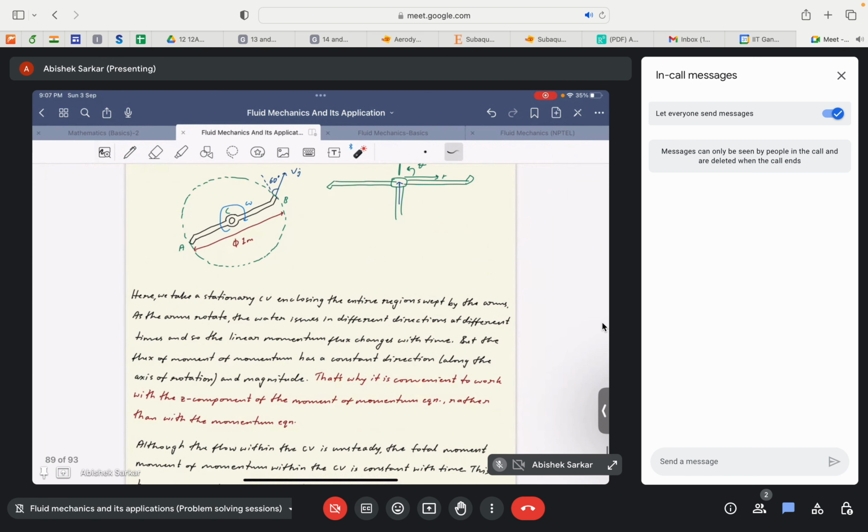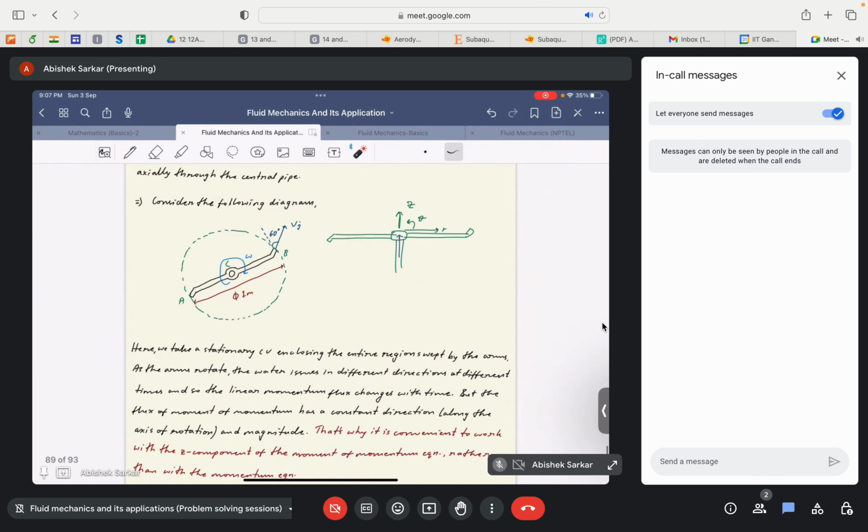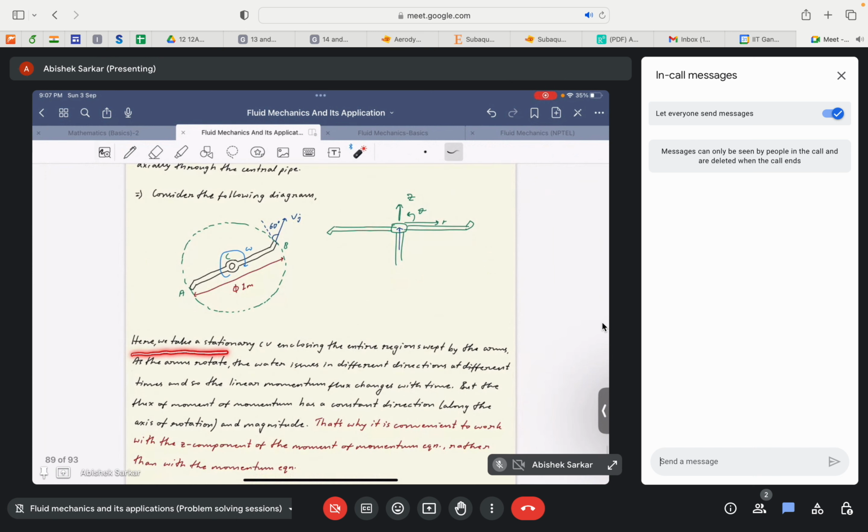Here we take a stationary control volume. Again, there are some key terms. The control volume chosen here is stationary and not moving. In the previous case of a moving vane, the control volume we chose was moving with the vane, with its velocity. But here we choose a control volume that is stationary, but it encloses both the exits of the sprinkler.